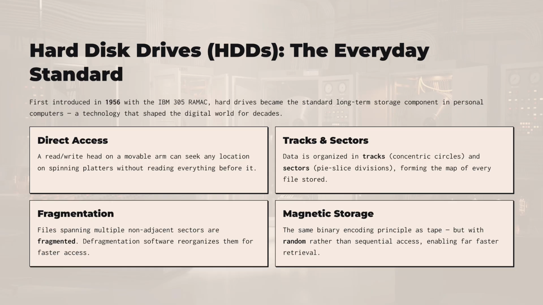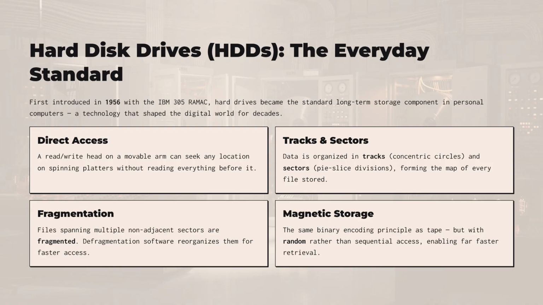Hard disk drives, HDDs, are what most of us think of as the default storage medium for computers. They have been a standard component in desktop and laptop computers since the 1956 IBM 305 RAMAC, and the basic operating principle has not changed fundamentally since then. An HDD contains 1 to 4 circular platters, disks made from aluminum, glass, or ceramic, coated with a magnetizable material. Data is encoded on these platters in the same basic way as on magnetic tape, tiny magnetic fields oriented to represent ones and zeros. The key difference is how data is accessed.